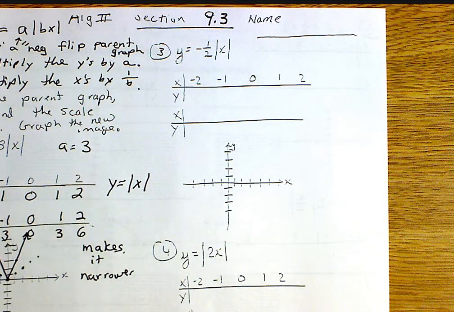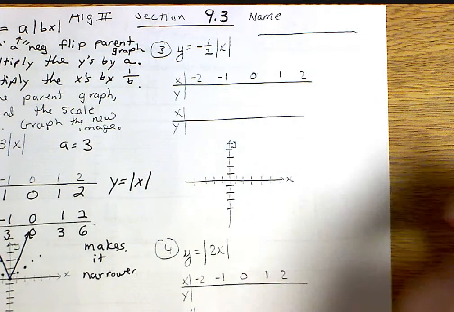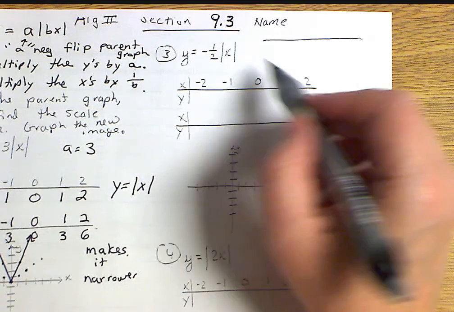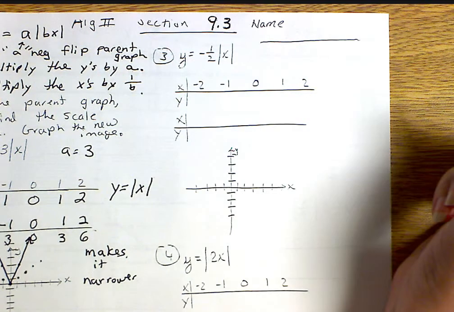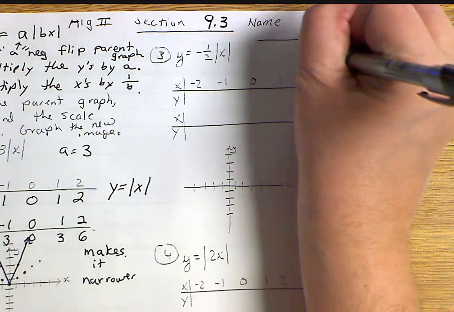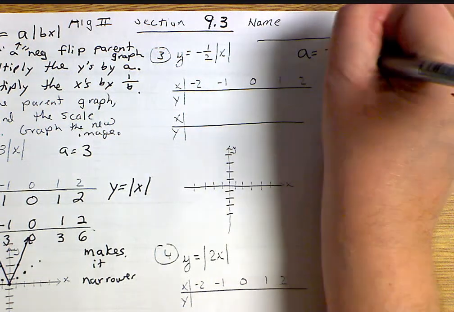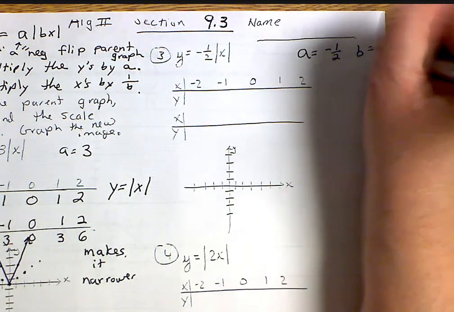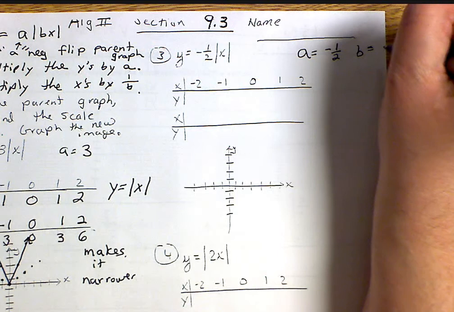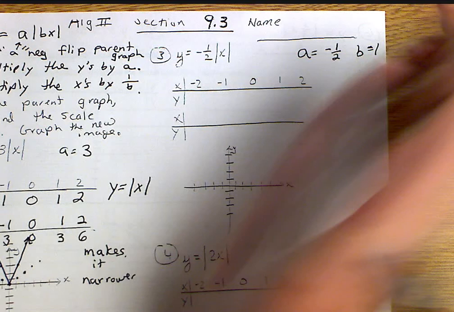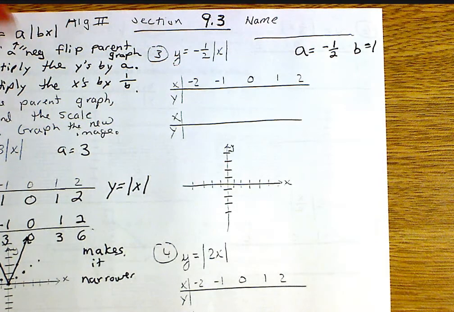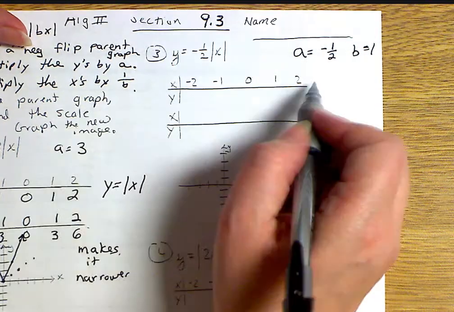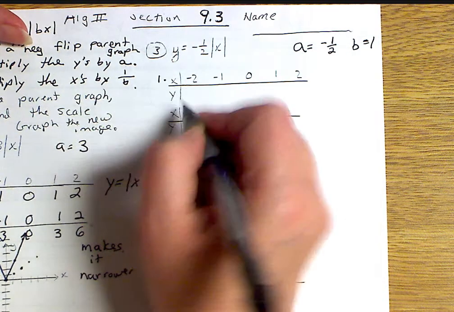All right. We have here, what is negative 1/2? Is that A or B? A. So A is equal to negative 1/2. What is B? If it doesn't exist, it's 1. Remember, because it's 1 times. Like you can pretend that there's a 1 in front of X. Okay? All right. So that means we're multiplying X by 1 and Y by negative 1/2.